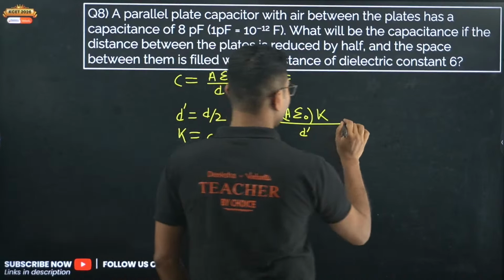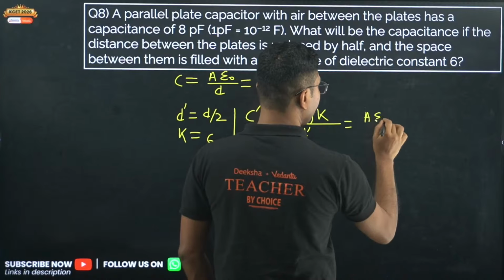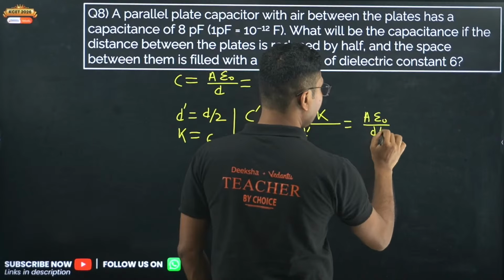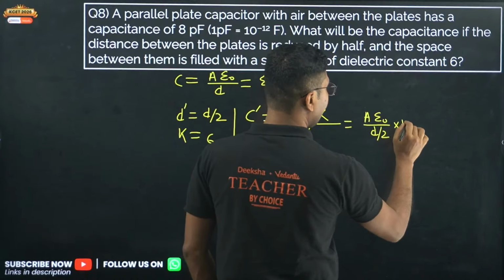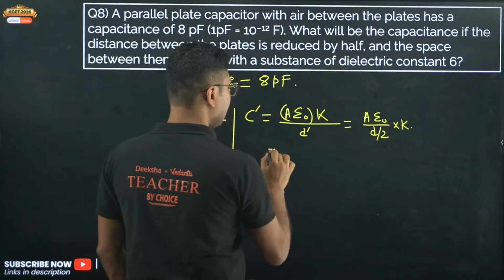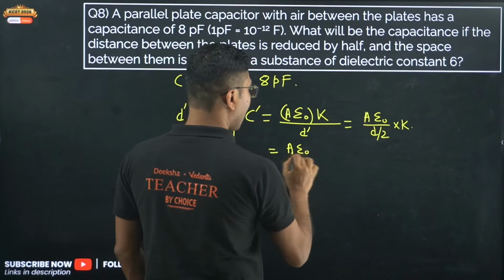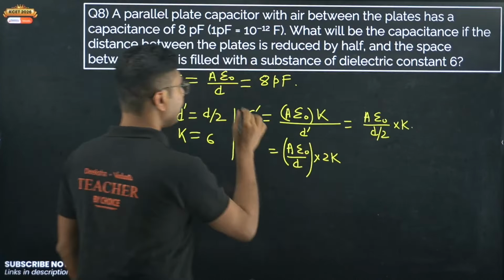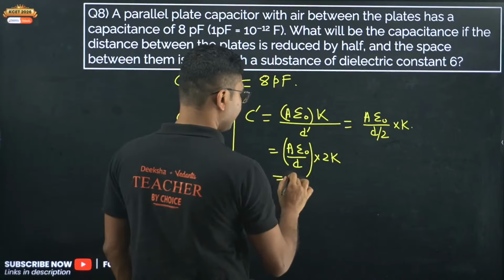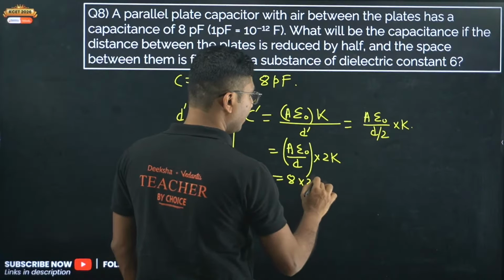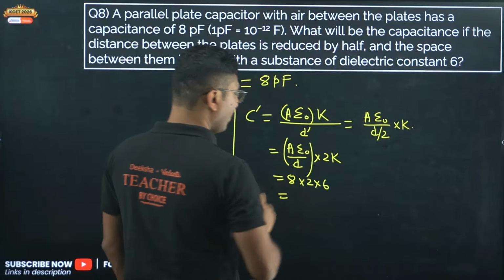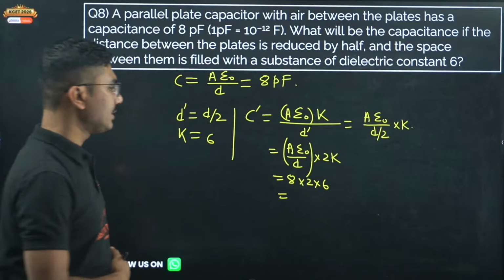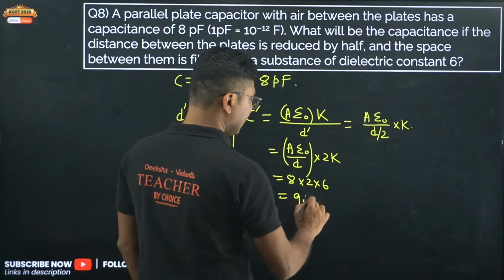So what is this? A epsilon naught divided by D by 2 into K, or you get this as A epsilon naught by D into 2K. Now this value is given in the question as 8 picofarad, so 8 into 2 into 6. 12 into 8 is 96, so it will be 96 picofarad.